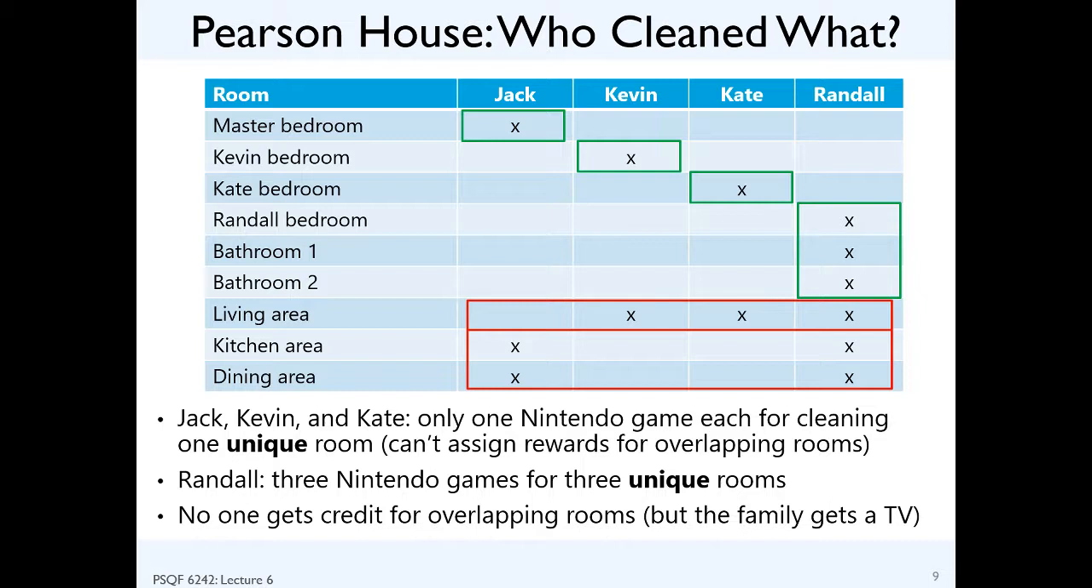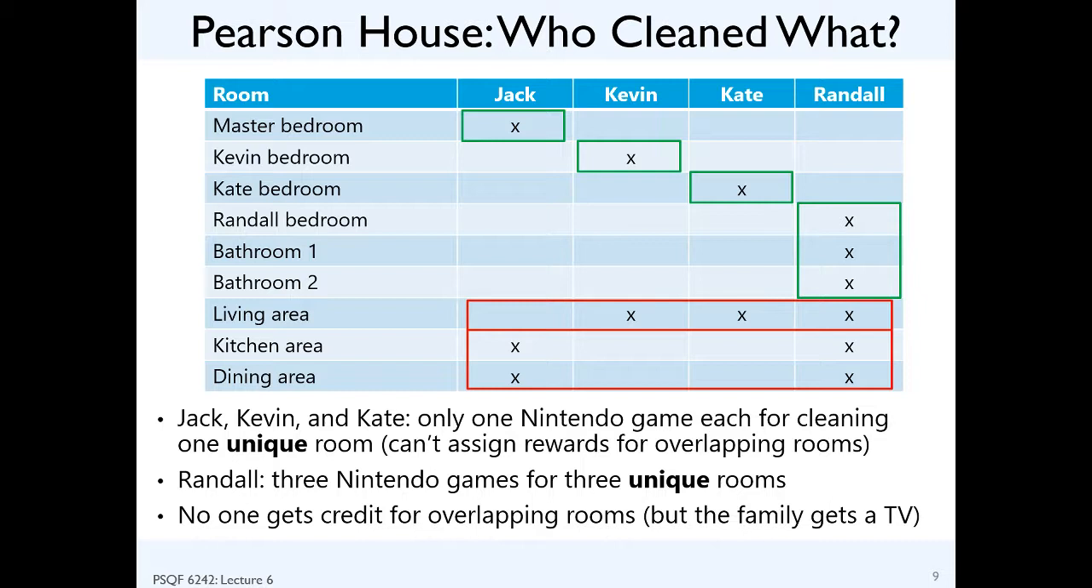The kids, each of them claims to have cleaned the living room, but Rebecca wasn't there. She doesn't know what really happened. It's just as easy to take credit for work someone else did. Likewise, Jack says he did the kitchen and dining, but Randall didn't think he did a good enough job, I'm guessing, and so he went back and did it too. So we can't give anybody credit for the common rooms, to be fair. But we do give the family credit for having cleaned all 9.